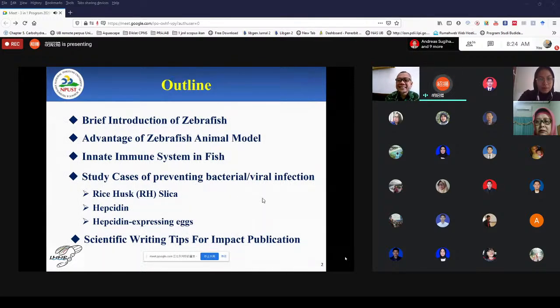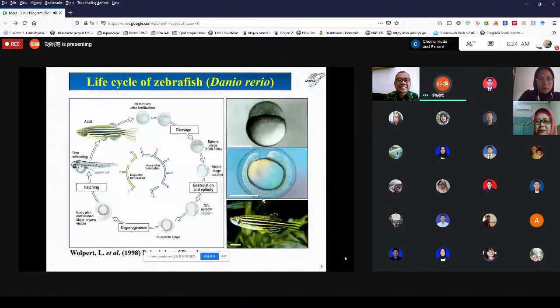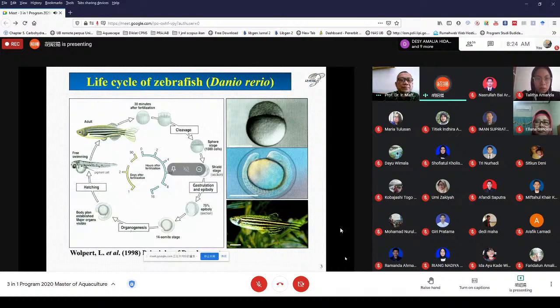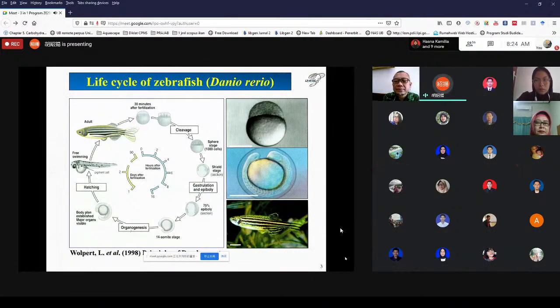So we go back to our content. The first one, I would like to introduce zebrafish, Danio rerio. Maybe all of you already know fish like me, so when I introduce the zebrafish, maybe all of you already know that. Okay, the zebrafish Danio rerio.